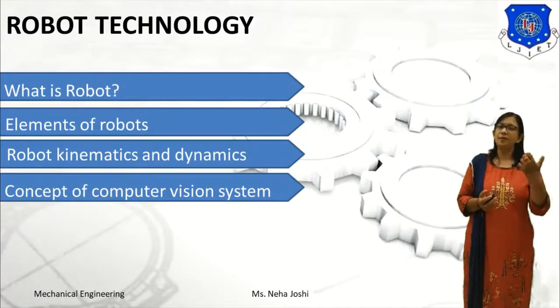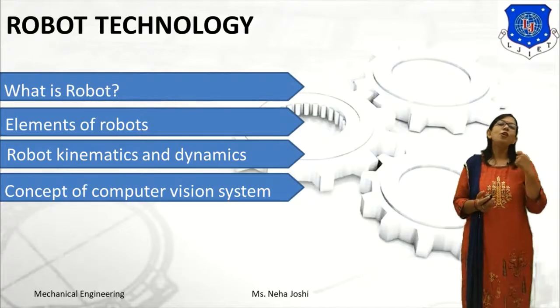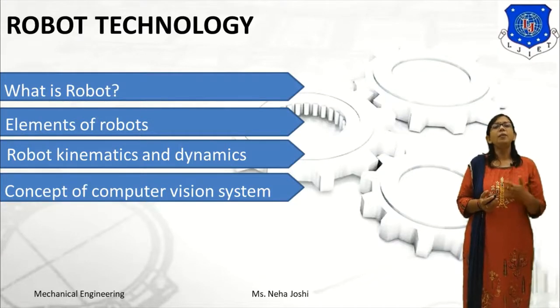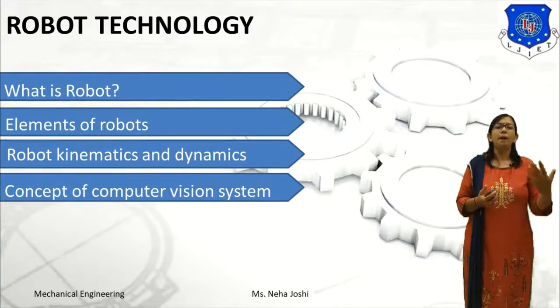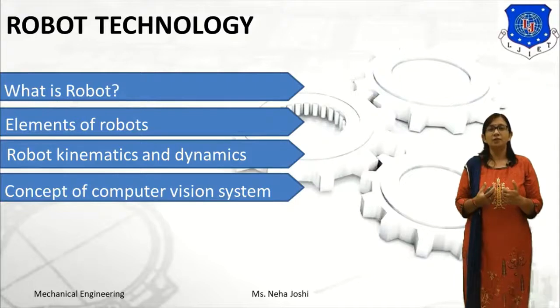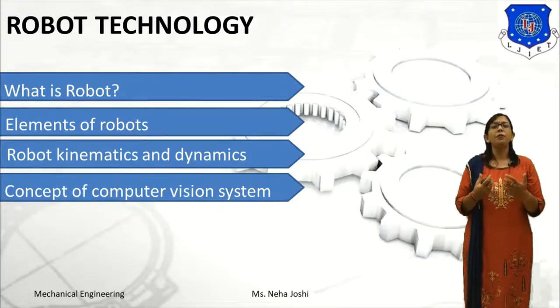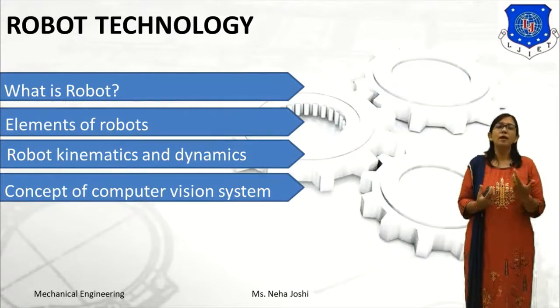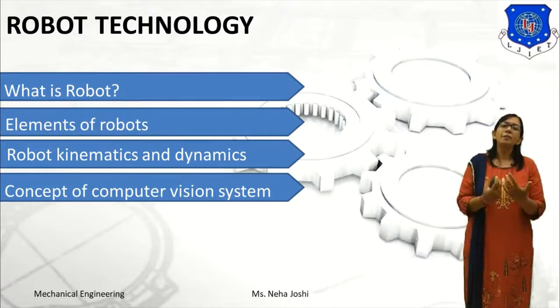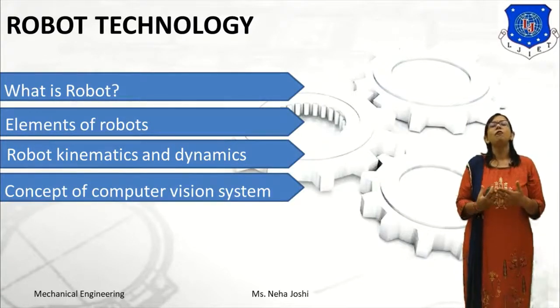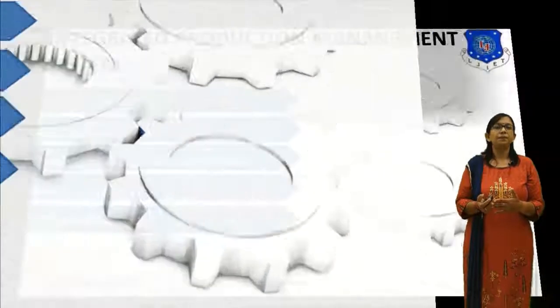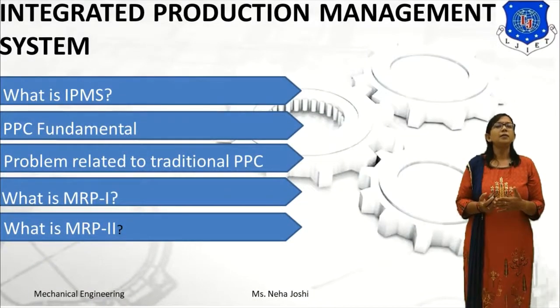Sixth chapter in our syllabus is robot technology. Now what is a robot? A robot is a reprogrammable multifunctional manipulator designed to move material, parts, tools or specialized devices through variable programmed motion for performing a variety of tasks. Now we will cover different topics like what is robots, elements of robots, robot kinematics and dynamics, concept of computer vision system. And last chapter in our syllabus is integrated production management system.